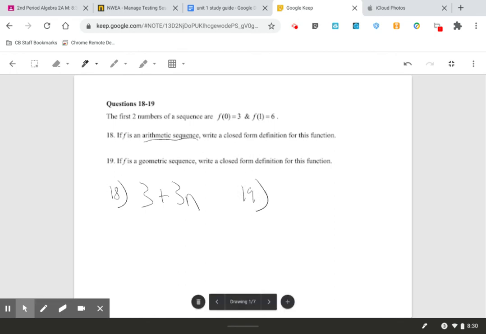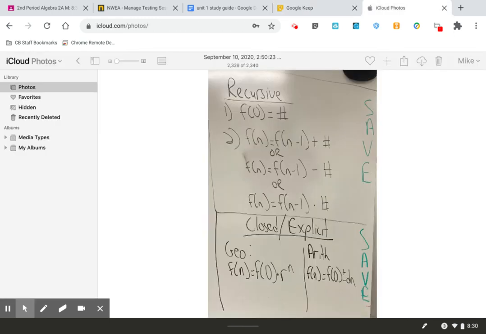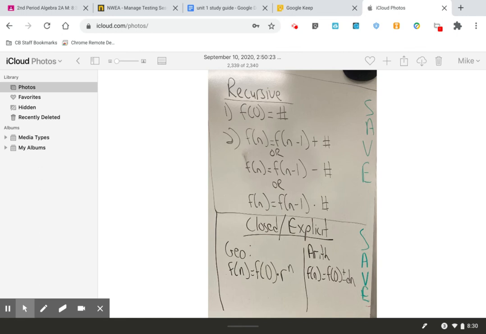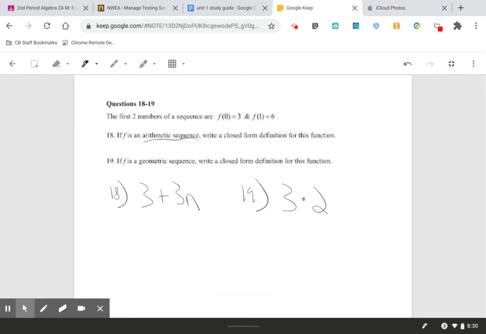Number 19, if f is a geometric sequence. So if this were a geometric sequence, that would mean that we would have to multiply by 2 because 3 times 2 is 6. So we'll use this one. So my f of 0 once again is 3 times r. My common ratio is what we would multiply by, so that would be 2. So 3 times 2 to the power of n.